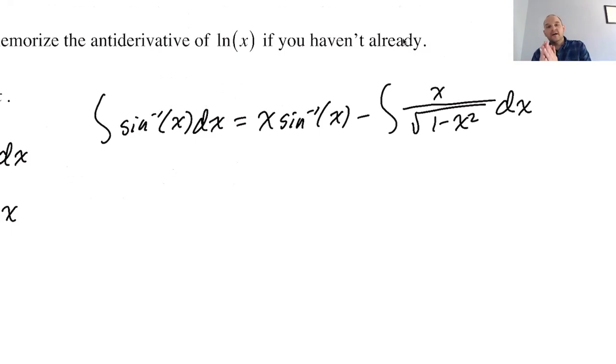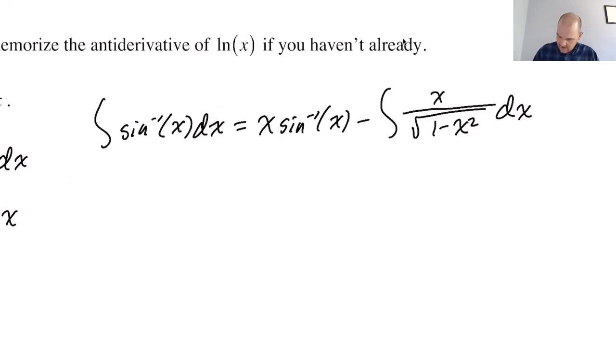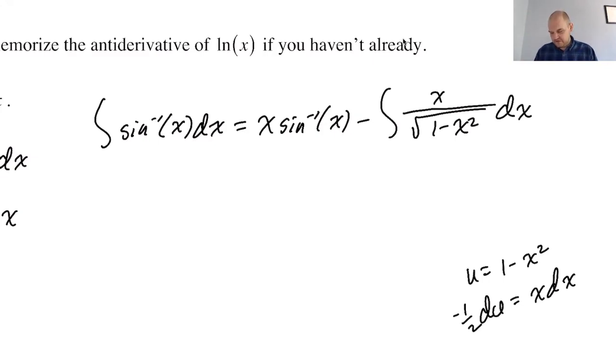So there's a lot of choices you can make. You can do a u substitution on this if you want. You could say, for example, u is 1 minus x squared. So then negative 1/2 du is going to be x dx. And then you can do your substitutions. So should I do that? I don't know. I'm just going to integrate it.